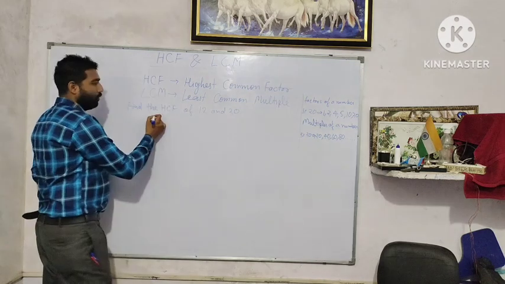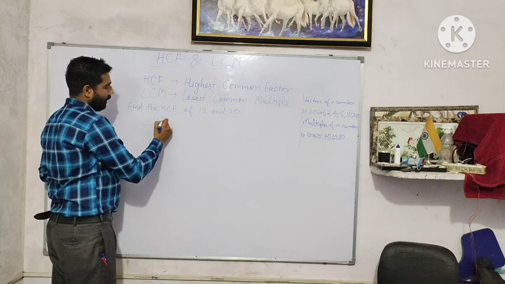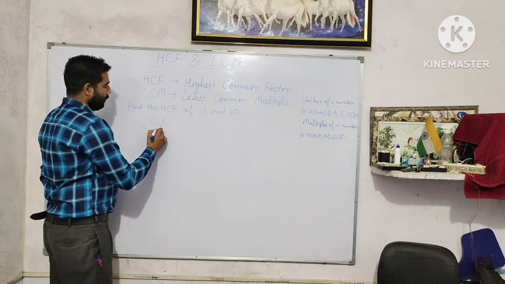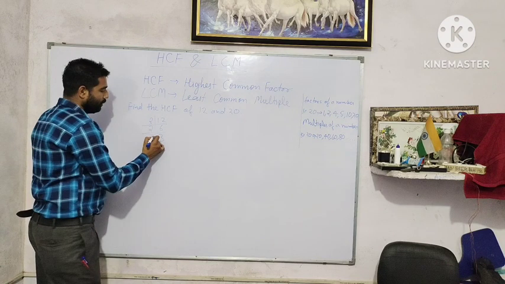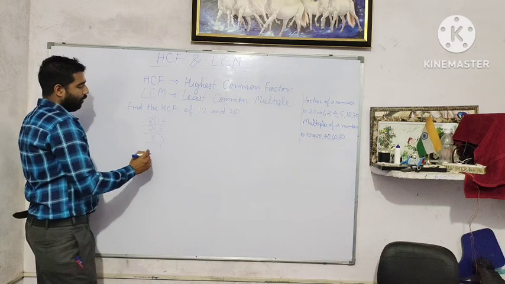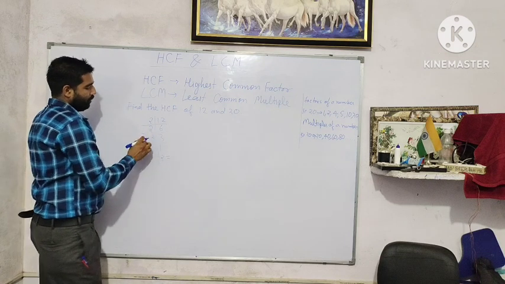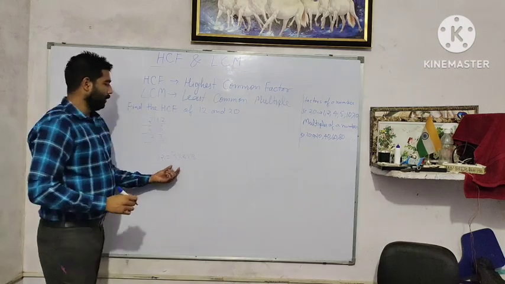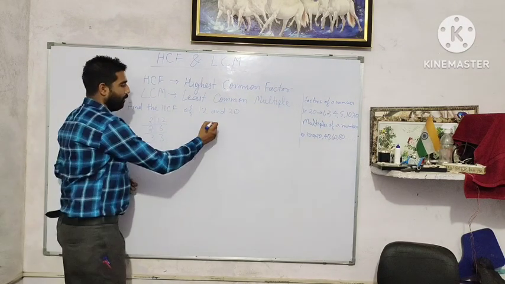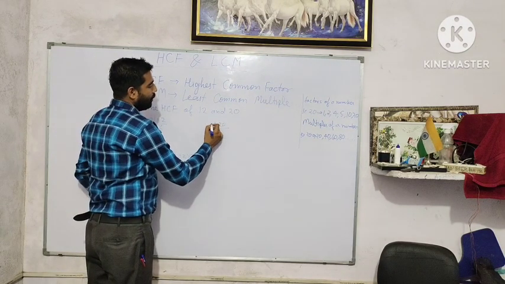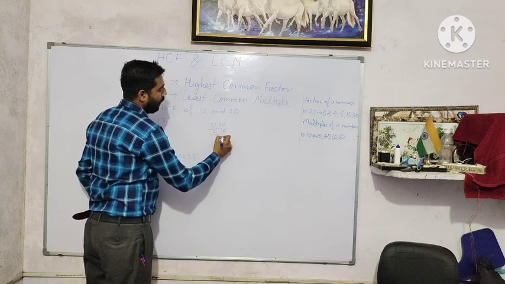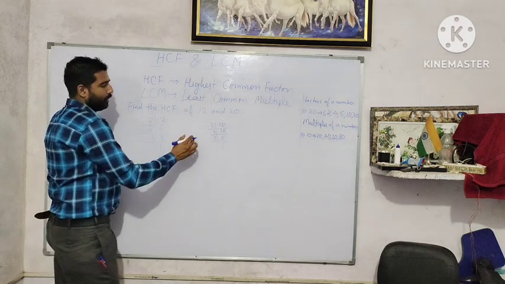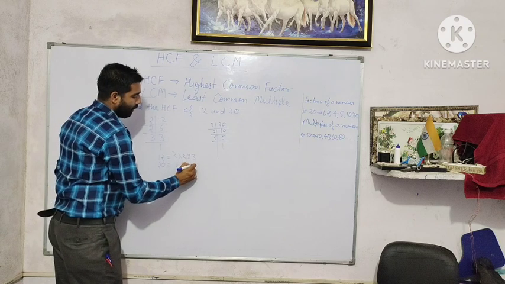Let us find the prime factors of 12. 12 is divisible by 2. 2 sixes are 12, and then 2 threes are 6, 3 ones are 3. So the prime factors of 12 are 2 multiply 2 multiply 3. Now let us find the prime factors of 20. 2 tens are 20, 2 fives are 10, 5 ones are 5. So 20 is equal to 2 multiply 2 multiply 5.